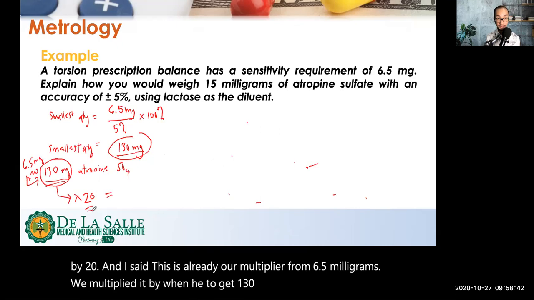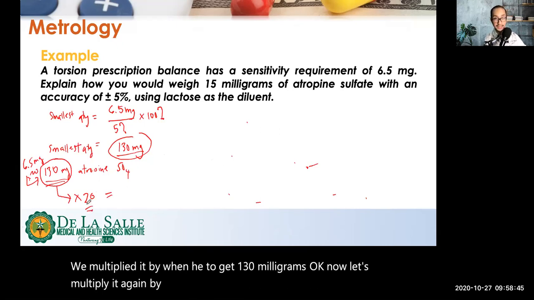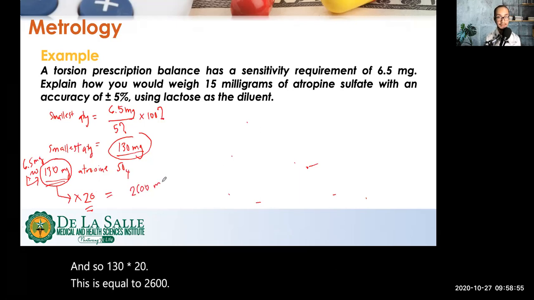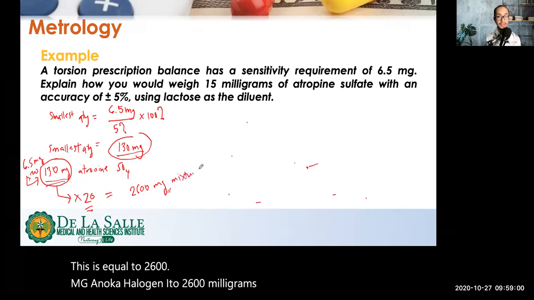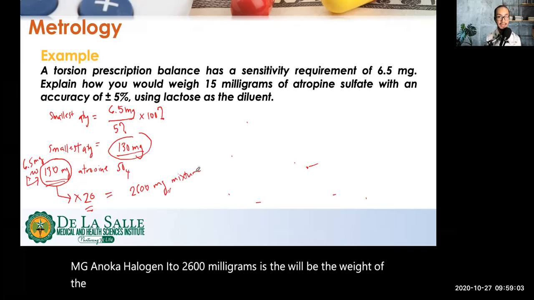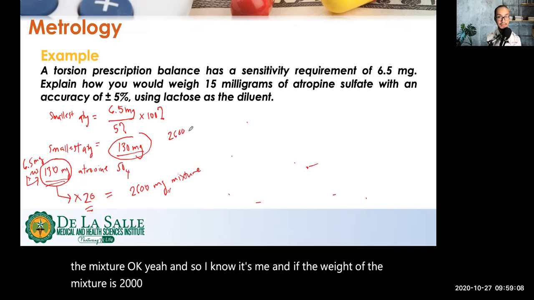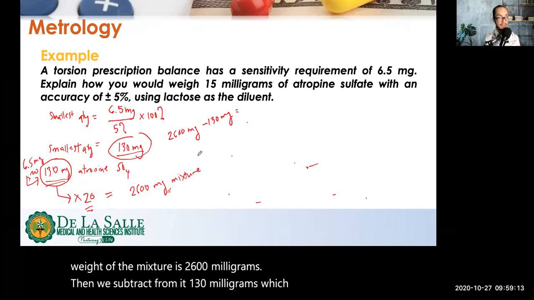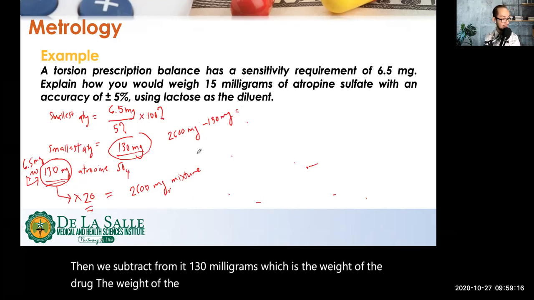Okay? Now, let's multiply it again by 20, just like what was shown in the first slide. And so 130 times 20 is equal to 2,600 milligrams. Anong kahalagahan nito? 2,600 milligrams will be the weight of the mixture. Okay? Yan. So anong ibig sabihin? If the weight of the mixture is 2,600 milligrams, we subtract from it 130 milligrams, which is the weight of the drug. The weight of the aliquot, I mean, the weight of the diluent, is 2,470.